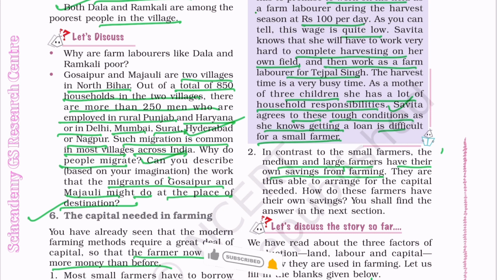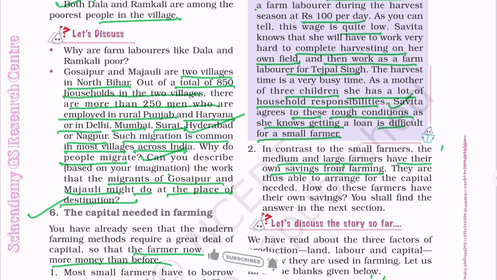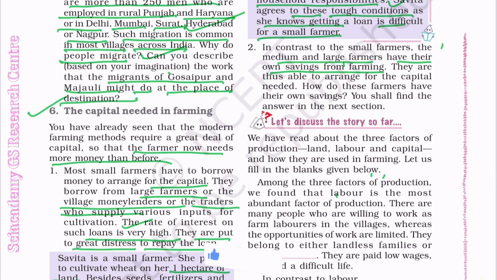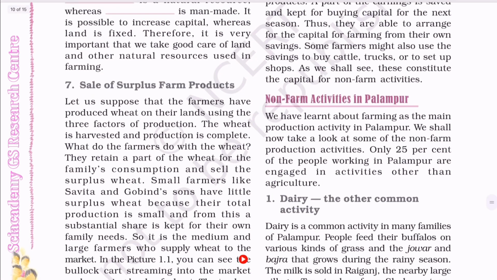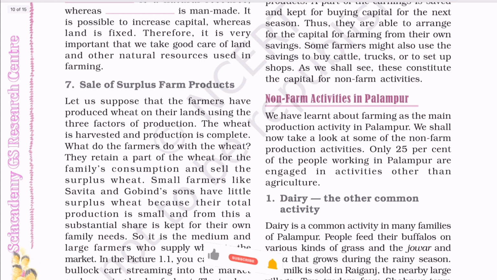They are thus able to arrange for the capital needed. How do these farmers have their own savings? You shall find the answer in the next section. 7. Sale of surplus farm products.